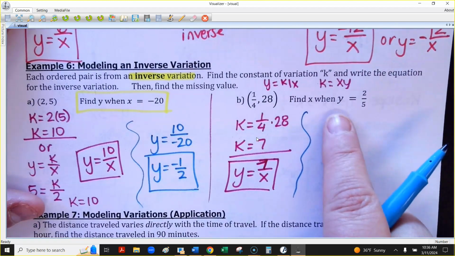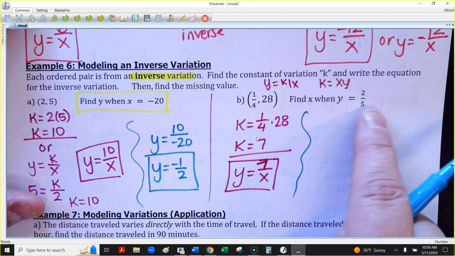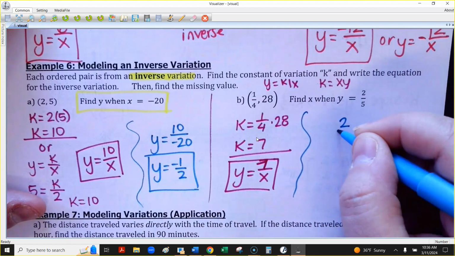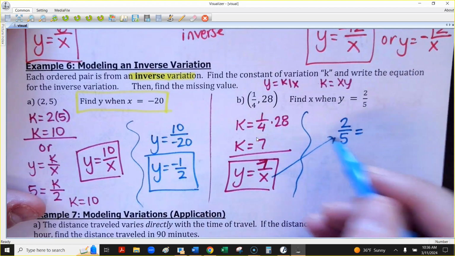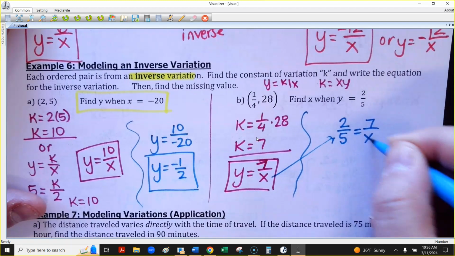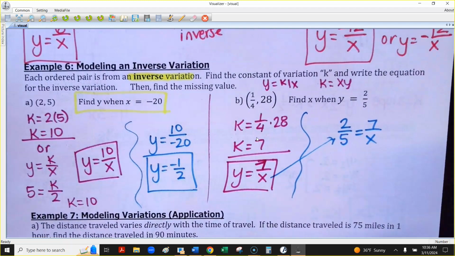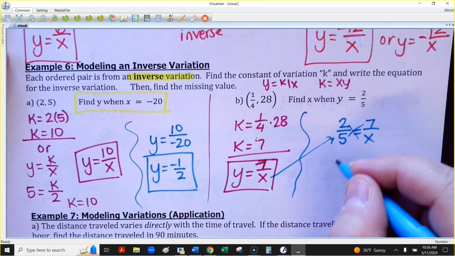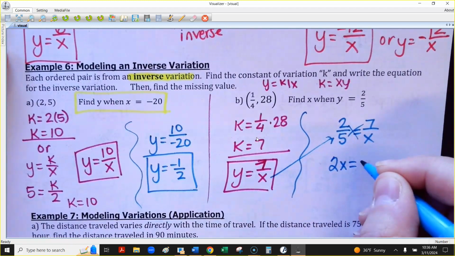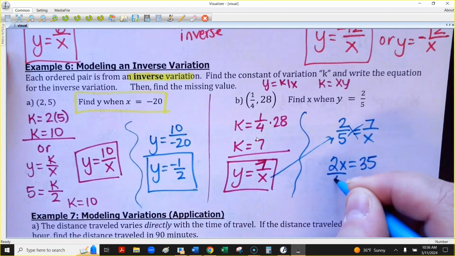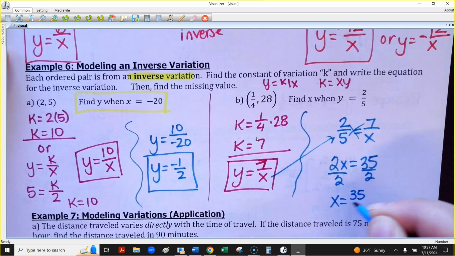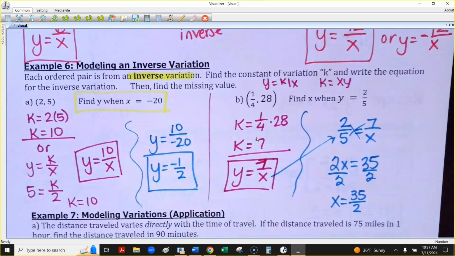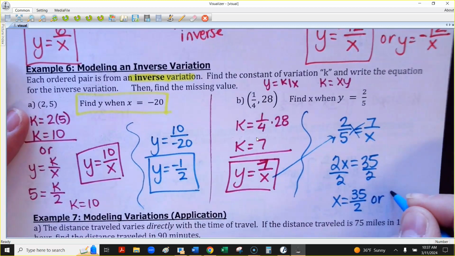And then that secondary part of that question, this is a little tricky. This says find x when y is 2/5. So I'm going to plug in 2/5 for y, 7 over x. This one's going to be just a little tiny proportion. So I would get 2x equals 35 divided by 2. And if you all want to leave that as a fraction, that is perfectly fine with me. Let me see what that is as a decimal. This is 17.5.